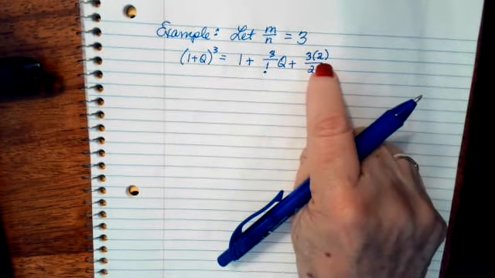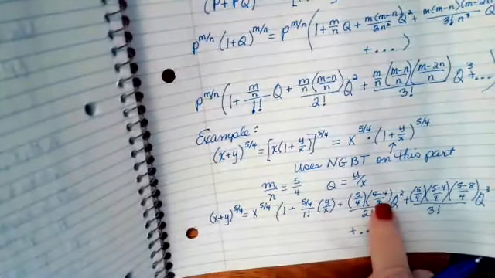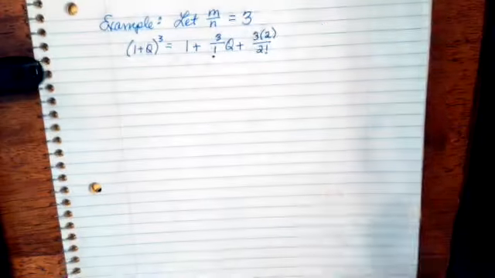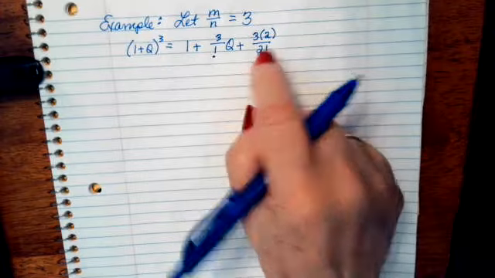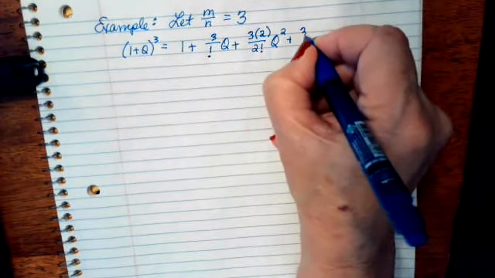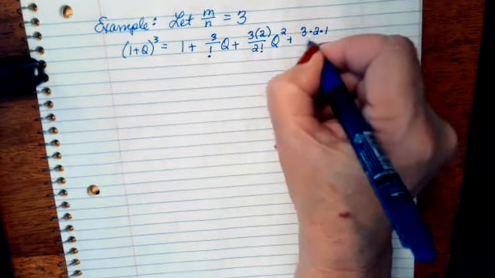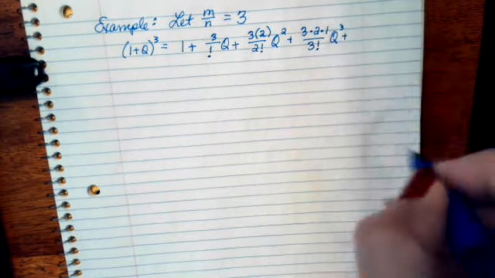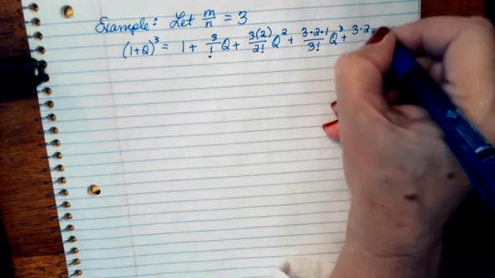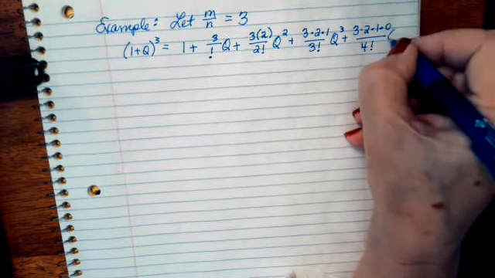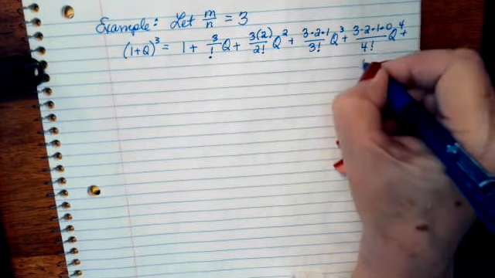Because remember, I subtracted 1 every time. What I saw from the pattern here is what's happening to those numbers in the numerator is I'm subtracting 1 every time I get a new term. So 3 times 2 over 2 factorial times q squared plus 3 times 2 times 1 over 3 factorial times q to the third plus 3 times 2 times 1 times 0 over 4 factorial q to the fourth plus dot, dot, dot.